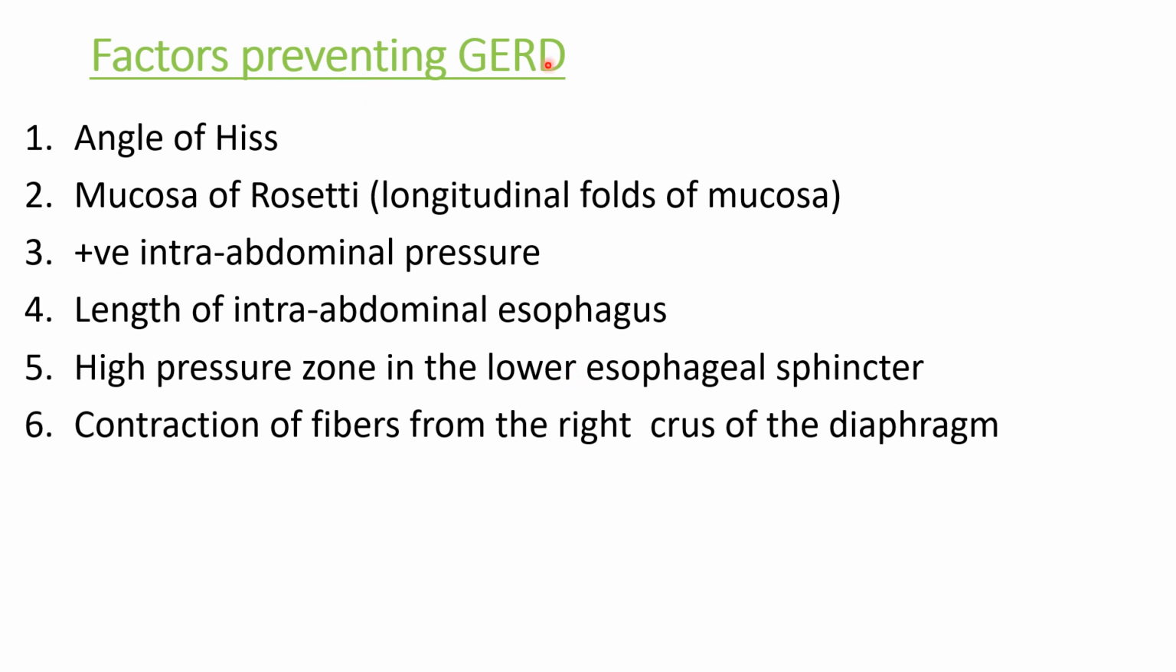Factors preventing GERD. GERD is gastroesophageal reflux disease. It occurs when there's reflux of the gastric contents into the esophagus. The factors preventing it are the angle of His, mucosal rosette, positive intra-abdominal pressure, the length of the intra-abdominal esophagus, high pressure zones in the lower esophageal sphincter, and the contraction of the right crus of the diaphragm.